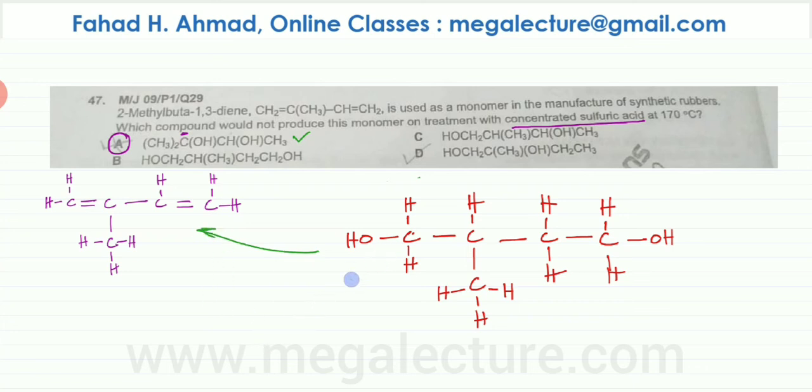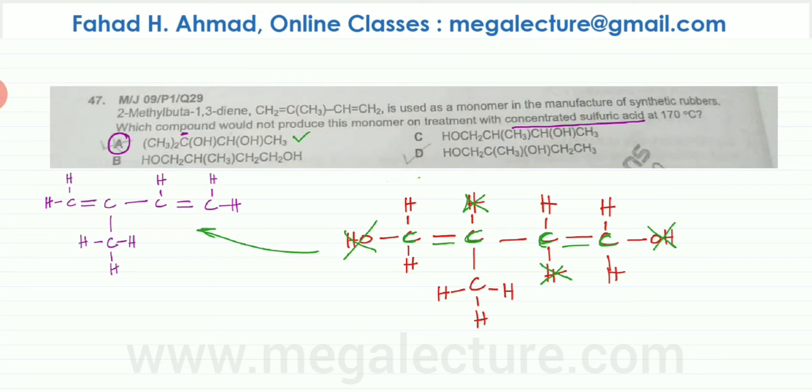So what we are going to do is dehydration, concentrated sulfuric acid. The OH would be lost from one of the carbon atoms, and from the immediate neighboring carbon atom, the H would be lost, and the two are going to form a double bond. The same would happen over here. The OH would be lost from one carbon atom, and from the immediate neighboring carbon atom, an H would be lost, and they're going to form a double bond.